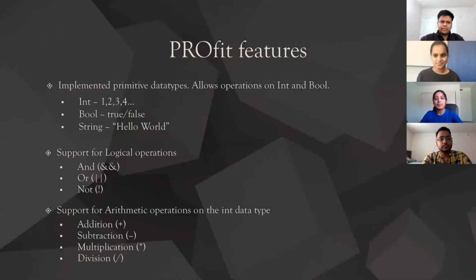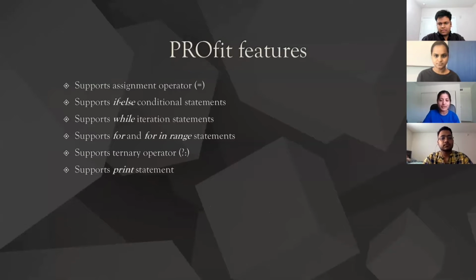Talking about the key features, we've implemented primitive data types of int, bool, and string. Along with this, we've also allowed operations on int and bool. With this, we have support for logical operators, that is and, or, and not. Support for arithmetic operations is also implemented in our language, and for now, we've limited that to addition, subtraction, multiplication, and division.